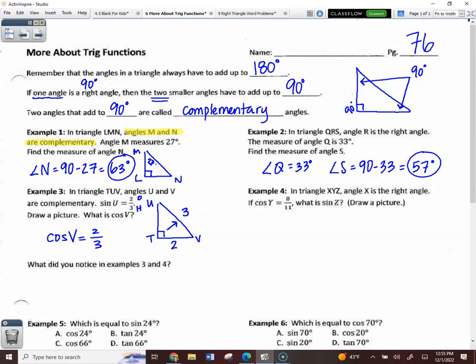You're doing number 4. Dude, this is so easy. Draw it out.